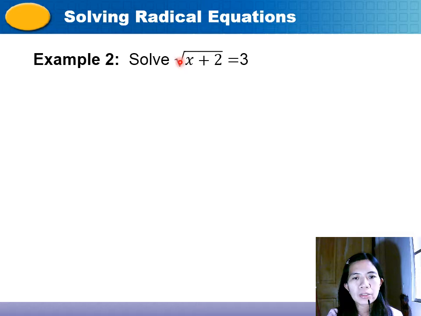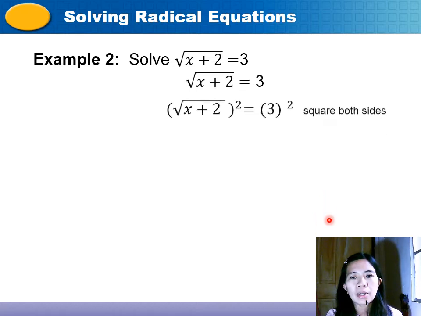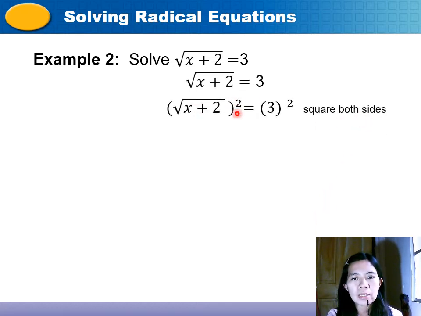So the index is 2. So we are going to raise both sides to the square. Okay, so square both sides. Now, 2 divided by 2 is equal to 1. So it means it will be x plus 2 equals the square of 3, which equals 9. Then we are going to simplify.